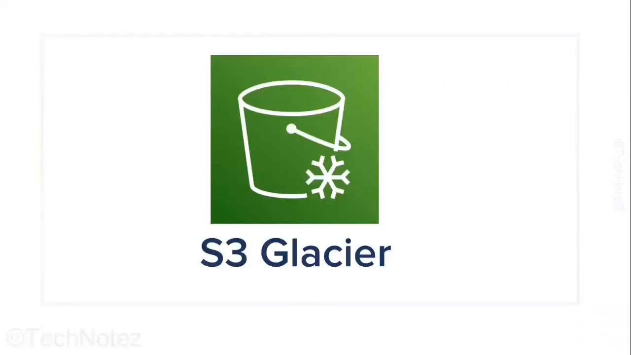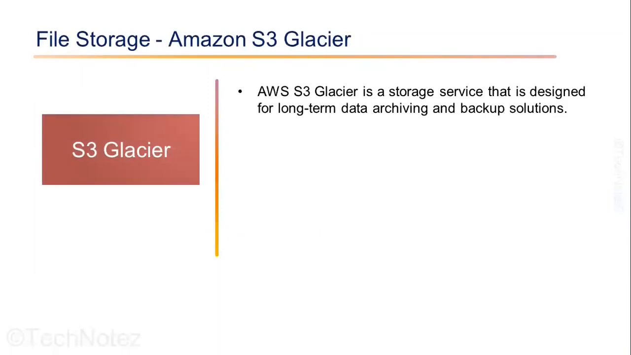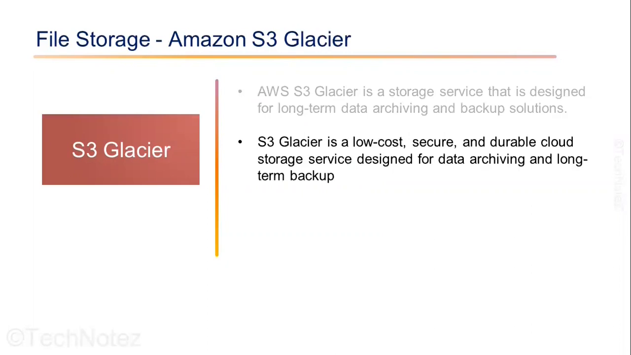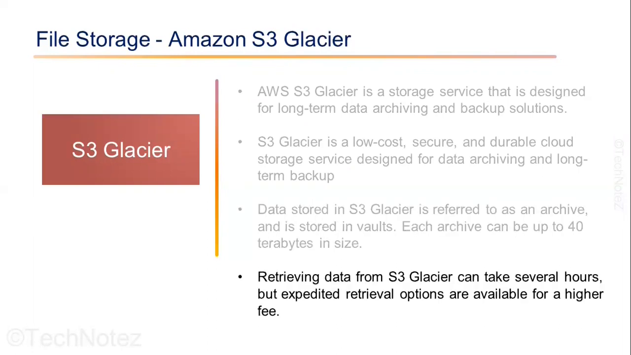Next, let's talk about S3 Glacier. AWS S3 Glacier is a cloud-based storage service provided by AWS that is designed for long-term data archiving and backup. It provides low-cost and secure storage for data that does not need to be accessed frequently but must be retained for a long period of time. S3 Glacier is a low cost, secure, and durable cloud storage service designed for data archiving and long term backup. Data stored in S3 Glacier is referred to as an archive and it is stored in a vault. Each archive can be up to 40 terabytes in size. Retrieving data from S3 Glacier can take several hours, but expedited retrieval options are available for higher fees.